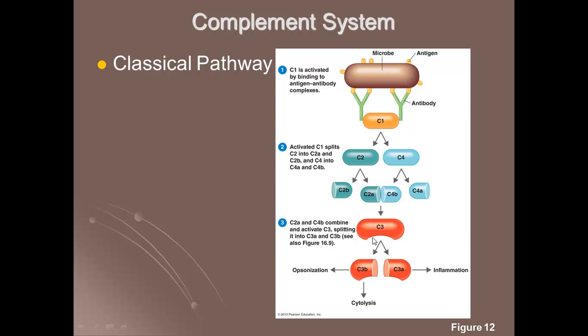So C3 is an inactive form, and C3 is then converted to C3A and C3B. C3B binds to the surface of an antigen and causes opsonization and cytolysis. C3A leads to inflammation.